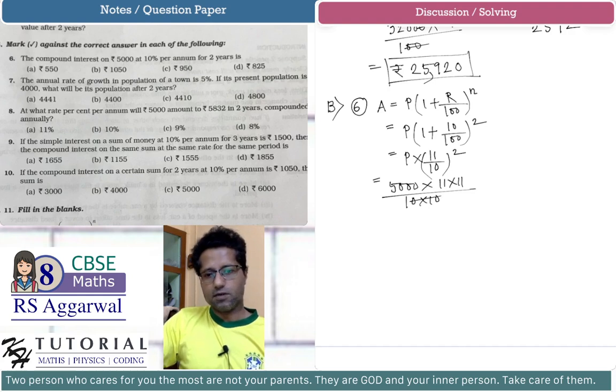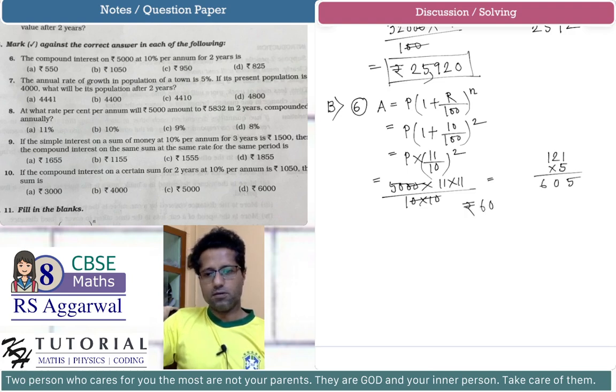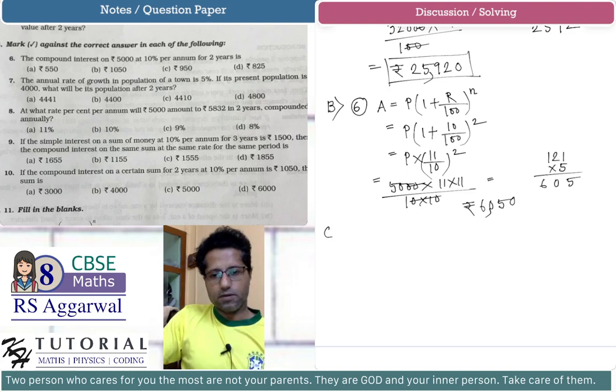0 0 cancels out, and this is equal to, we have to find what is 121. 11 square is 121. 121 multiplied by 5 is 605, so this is rupees 6050. Rupees 6,050 is the amount. We have to find the compound interest.